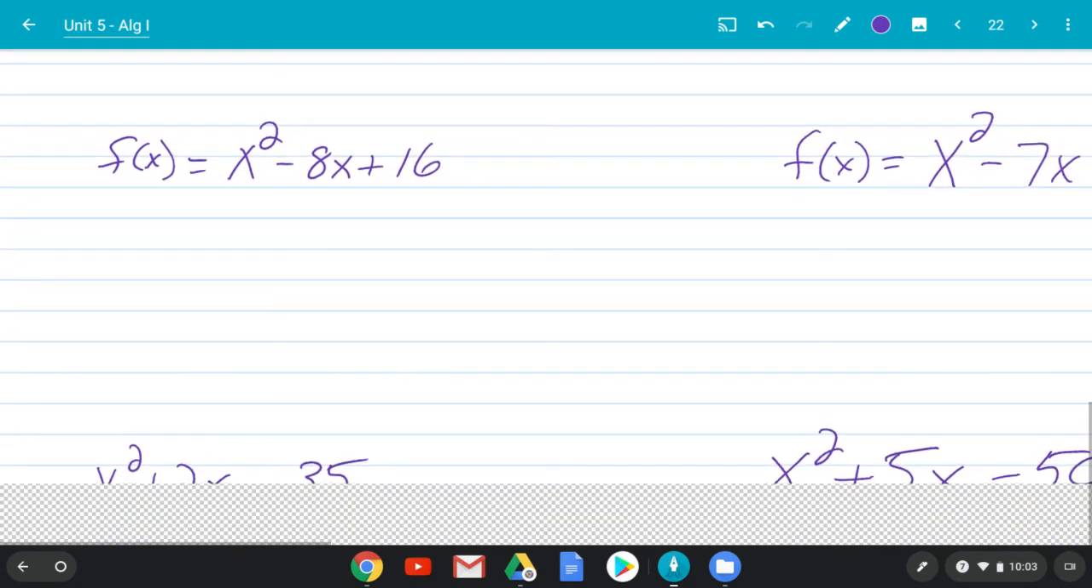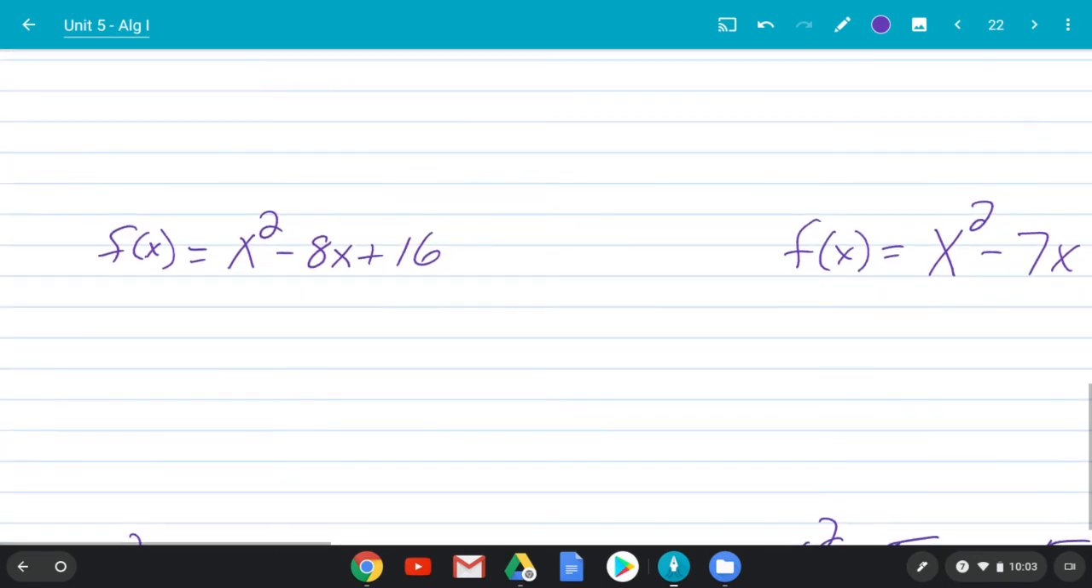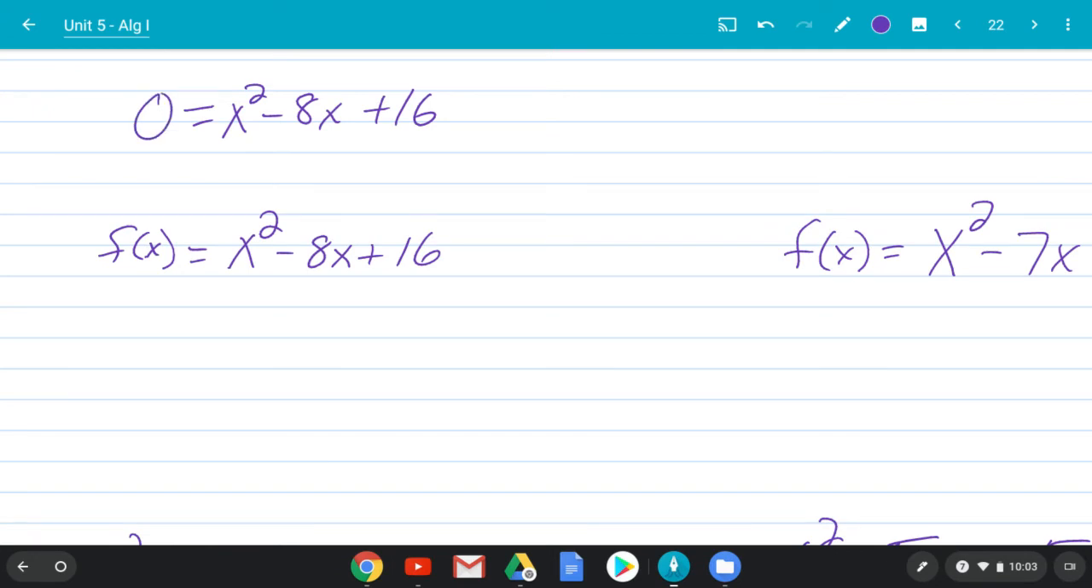First thing we should always look for is there a GCF? No GCF, okay? Now, look at this one. I put f of x equals that. Is that okay? Could I have put y equals x squared minus 8x plus 16? Could I have put 0 equals? Yes. Yes, I could. Okay.